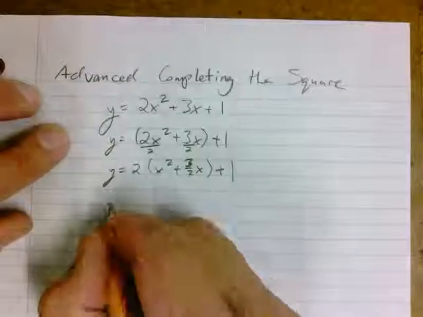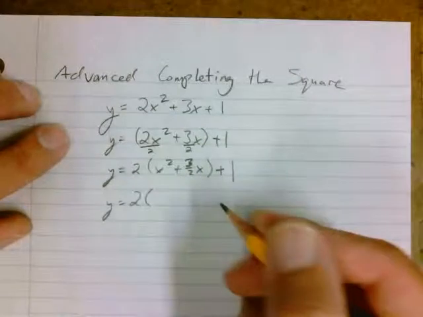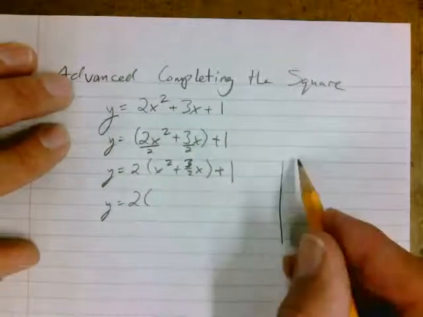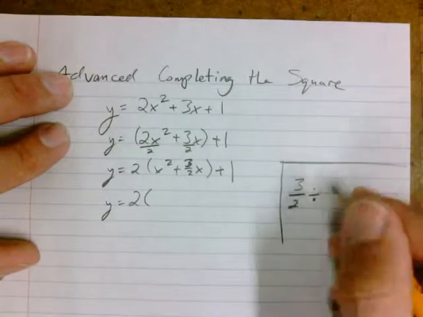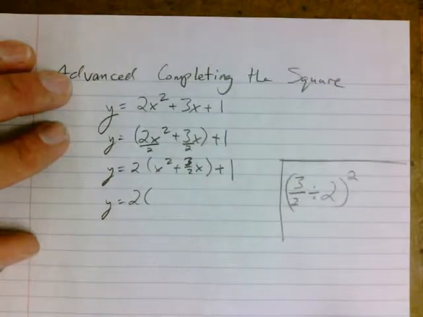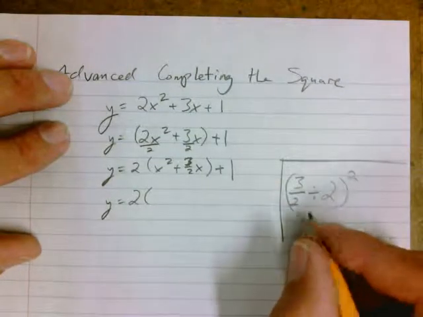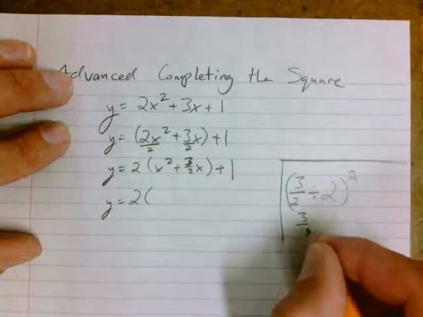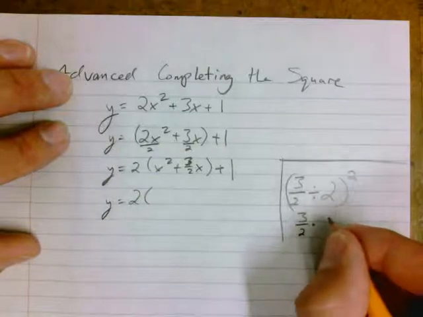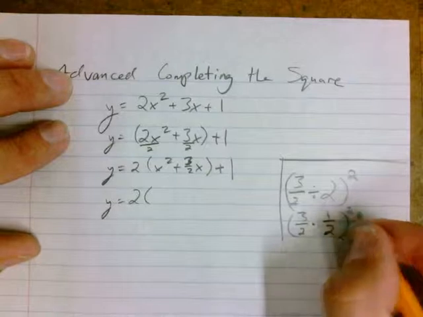So the next step is to take this 3 over 2, and I'm going to do it on the side over here. Okay, make this 3 over 2, I'm going to divide it by 2, and then I'm going to square it. So 3 over 2 divided by 2 is the same as saying 3 over 2 times 1 over 2.